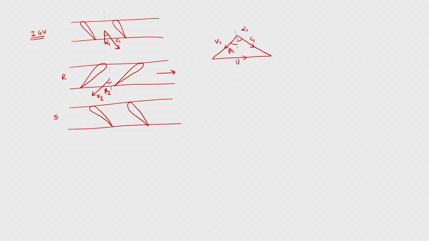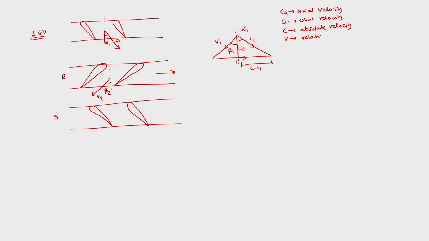Further, this is CA1 and this is CW1. CA is the axial velocity, CW is the whirl velocity, C is the absolute velocity, and V is the relative velocity. Further, U is the tangential velocity.